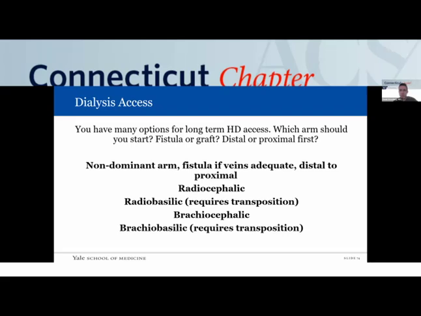So you've got many options for long-term dialysis, and which do you start with first? Typically it's non-dominant arm fistula first, if the veins are adequate, and you go distal to proximal. And so you have the options for below the elbow versus above. But the caveat being, if someone has an inadequate radial artery because it's heavily calcified, especially a patient who has diabetes, many times female patients, those radiocephalics are really likely not going to work.